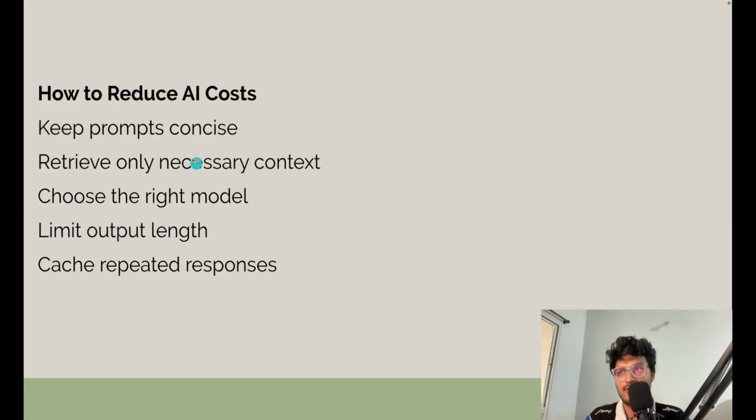If you want to reduce AI tokens, keep prompts concise and retrieve only necessary context. You don't need to retrieve a lot of things from your AI system. Choose the right model. Limit your output length. Cache repeated responses. Sometimes we cache the responses. Let's suppose someone is asking which cream should I use for my face, and someone else is asking face cream. Both are basically the same thing. So we also do prompt caching, or I'm forgetting the name.